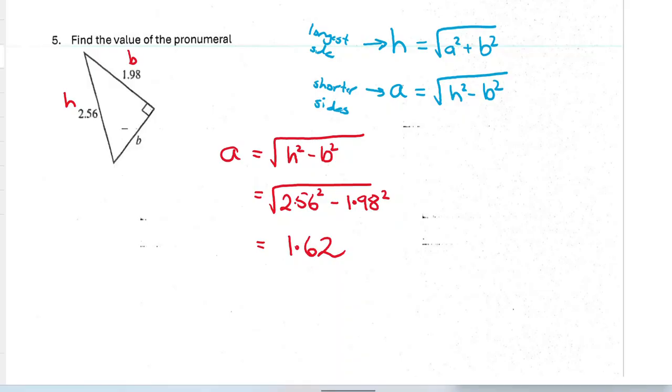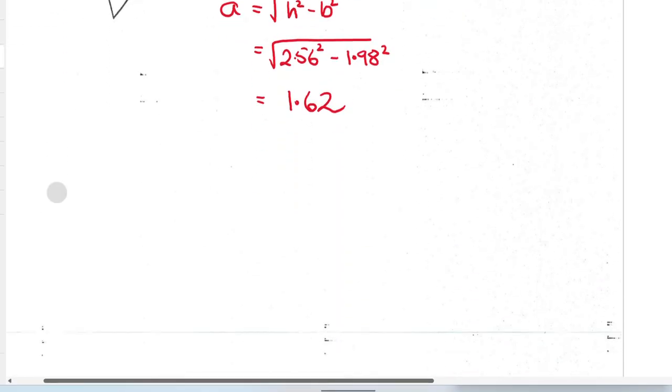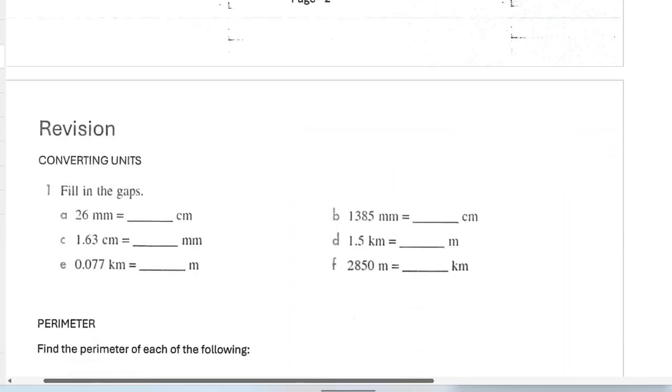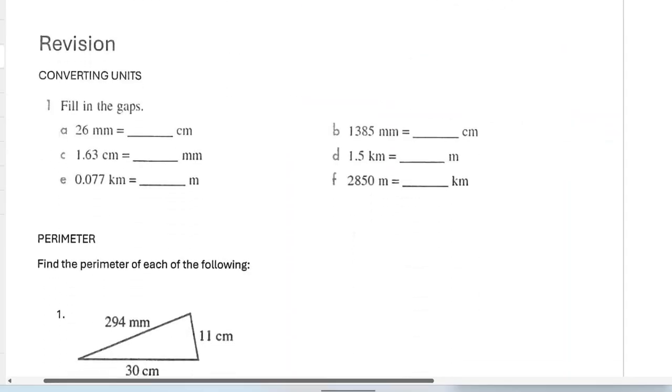Okay, so that's a quick run through. There's obviously a lot more questions to do, a lot more types of things. Here they are, your revision questions starting on the next page.